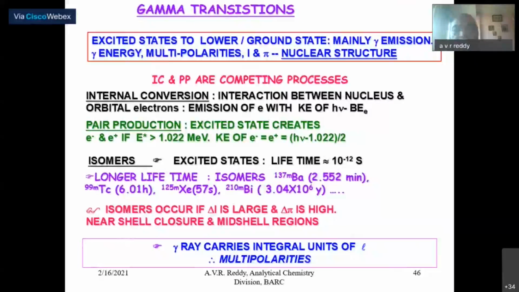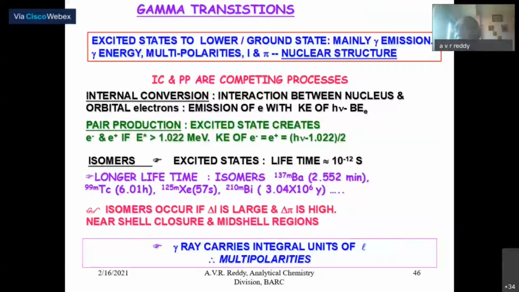And similarly, pair production is another process which is competing, in the interaction of radiation, and I will be explaining the meaning of pair production. Simultaneously, an electron and a positron are produced. In fact, that was the first proof of Einstein's theory of E is equal to mc squared. And isomers, we have already seen the word, right? Isomers also de-excite by emitting a gamma ray or so.